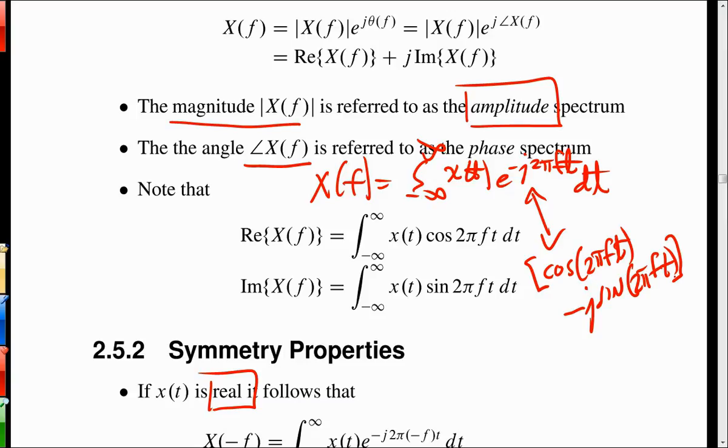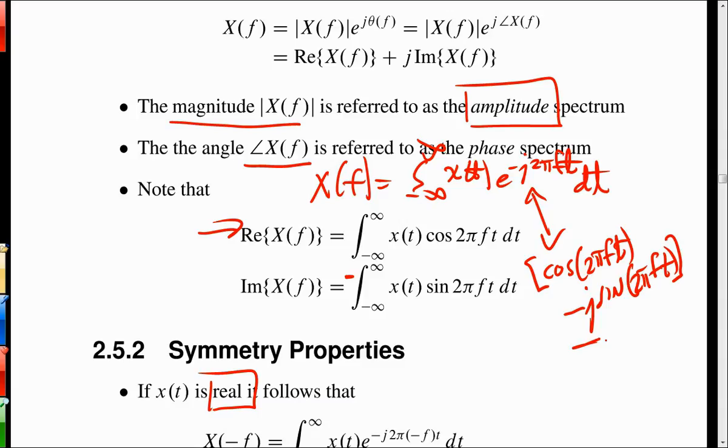Seems like I have a sign error in here too. You would get that the real part is this piece right here, and the imaginary part actually should have a minus sign on it because of the minus j that's sitting over there. That wasn't the point of my going through this, though. I just discovered a typo, that's all.